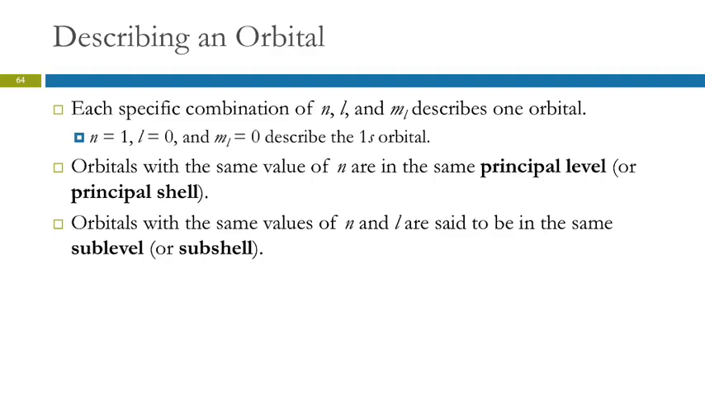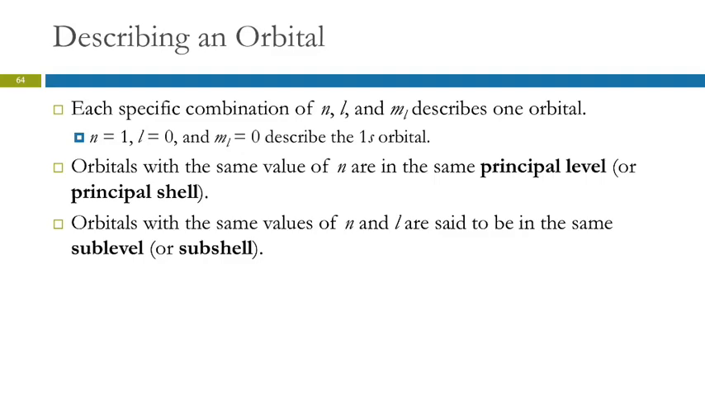So to describe an orbital, we need those first three quantum numbers. A combination of n, l, and m sub l will describe one orbital. So n equals 1 and L equals 0 corresponds to an S shape. And if L is 0, m sub L can only be 0. So this describes the 1s orbital. There's only one 1s orbital.